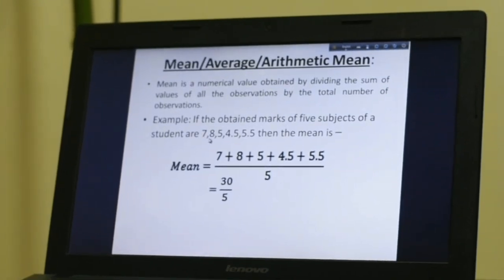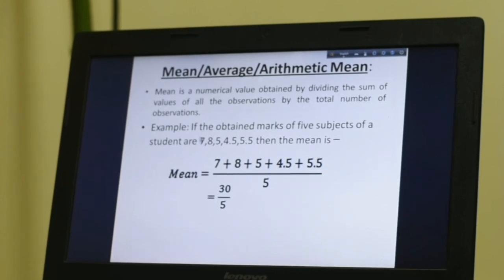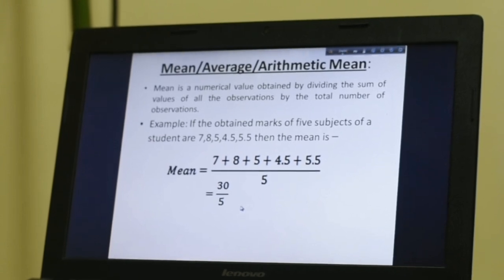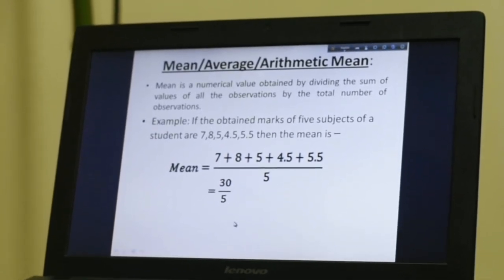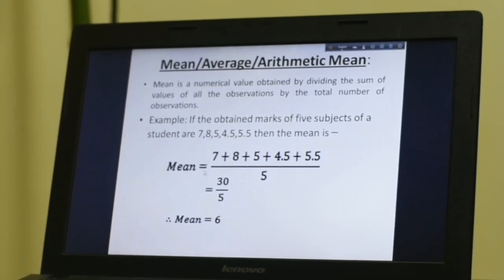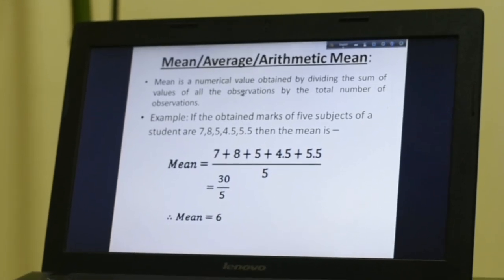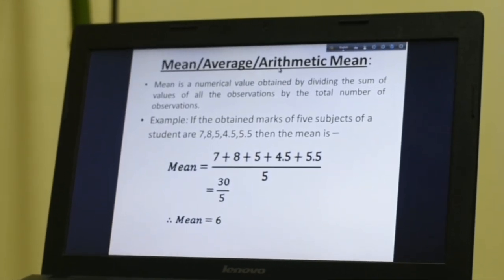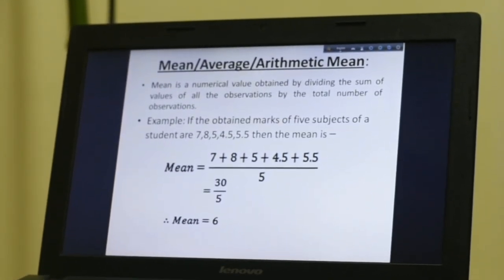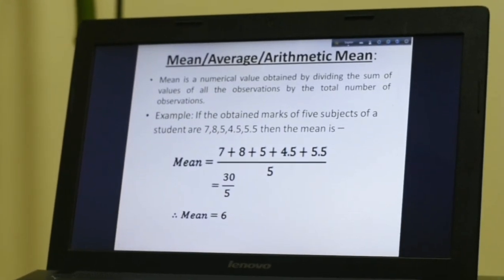For example, 7, 8, 5, 4.5, 5.5. There are 5 values. What is their mean? Their mean is their sum divided by the number of data. As a result, we get 30 divided by 5, and it's 6. So the mean of these 5 values is 6. Its other name is arithmetic mean. Simply, this is the idea of arithmetic mean. So this topic is nothing new. I will discuss it in detail when I discuss a creative question. At that moment, I will discuss arithmetic mean again.